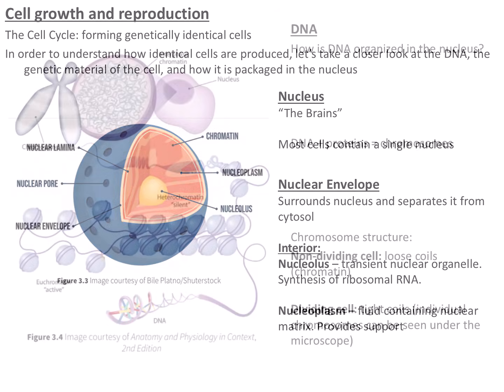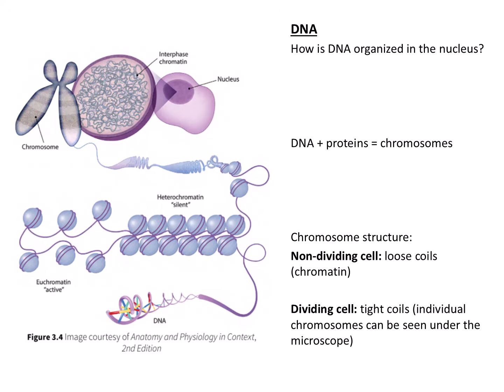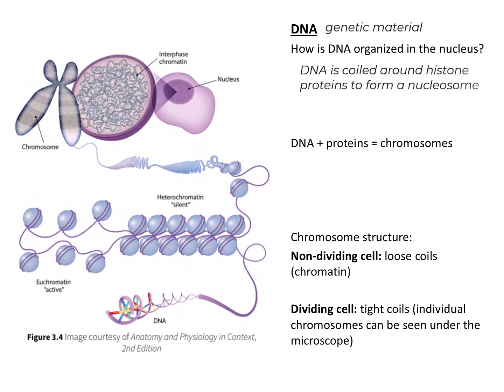Inside the nucleus is the most important thing, DNA. DNA holds the genetic material and is organized in the nucleus as coils. It's coiled around a histone protein. DNA wrapped around a single histone is called a nucleosome. DNA is a huge molecule. For it to be able to fit inside the nucleus, we must wrap it around these histones. DNA plus the histone proteins is what makes a chromosome.